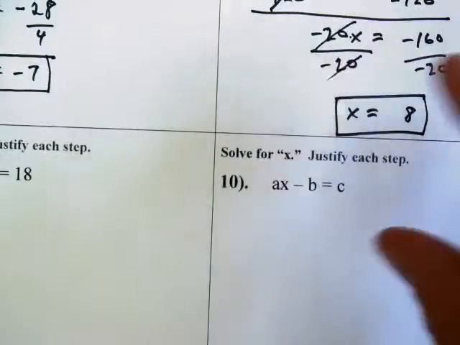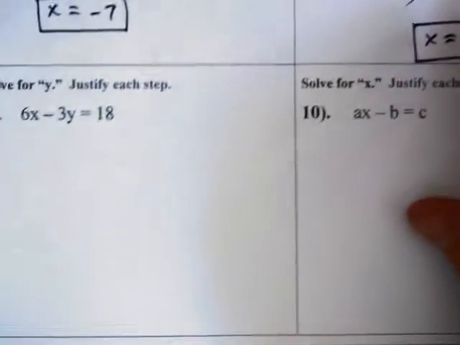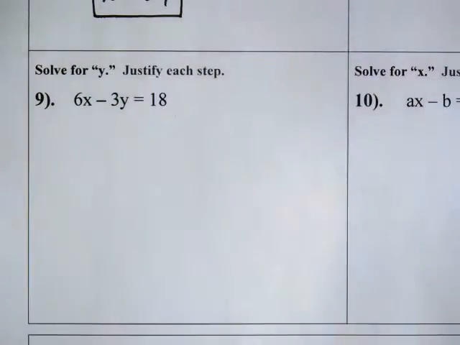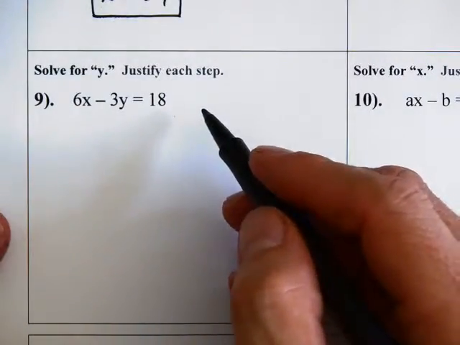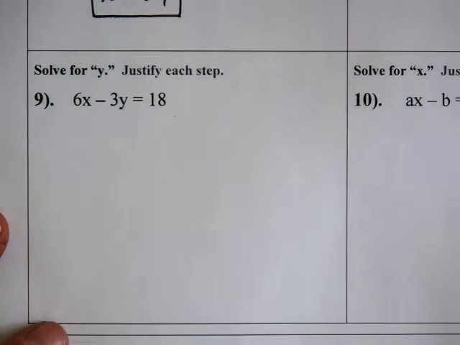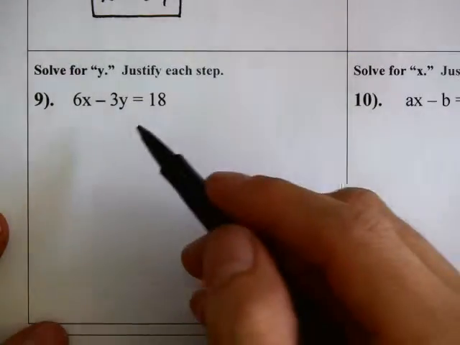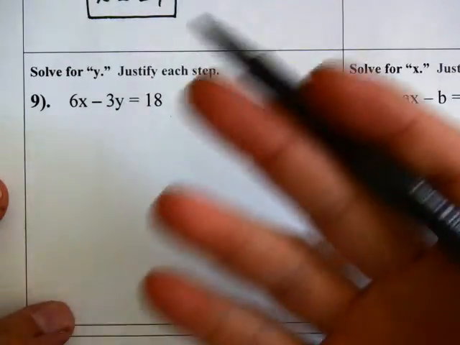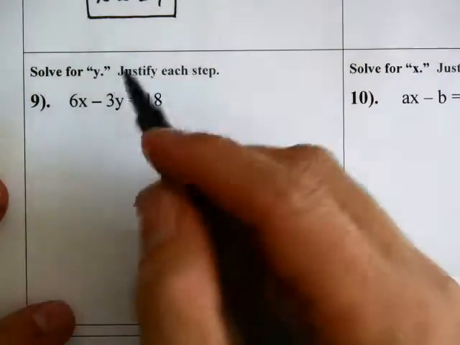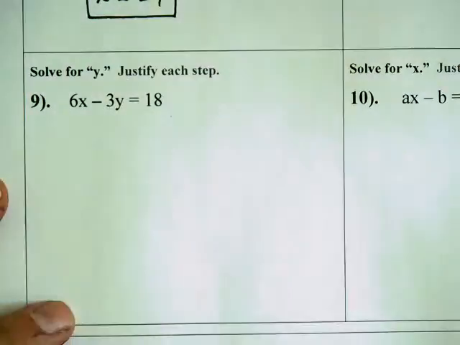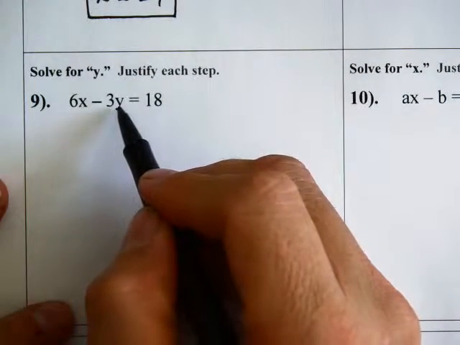Okay, let's go try number 9. It says solve for y, so we need to get y by itself, and justify each step. Sometimes I feel like algebra is a little boring, but that's my bad. Okay, so let's go ahead and get this y by itself.